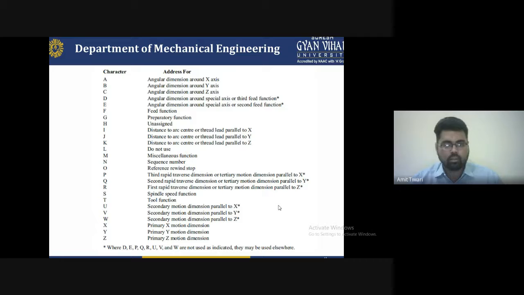You can observe that there is a star line presented for some of them. It is a star for D, E, P, Q, R, U, V, and W. These are the ones we are not using, indicated as not used, and they may be used elsewhere.